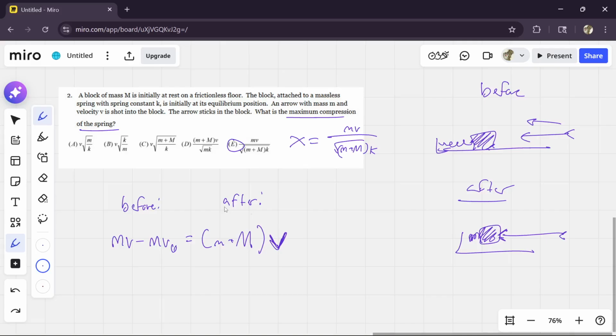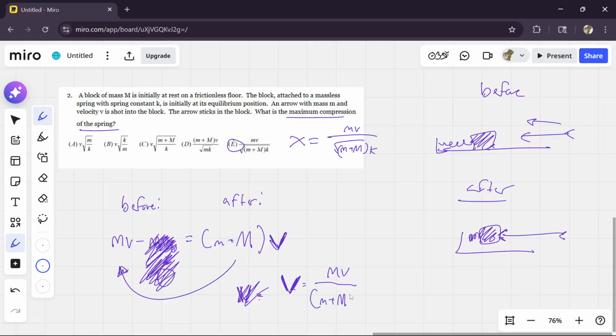On the before, the initial movement is going to be 0 from the perspective of the block. The block is not moving, but the arrow is moving. So since the block is not moving, we have to plug in 0 for velocity and cancel that whole thing out. So now we're left with this, and I'm going to solve for V. To do that, I'm just gonna divide this over to that side. So now big V is equal to this over m plus big M. So this is what our velocity now is.